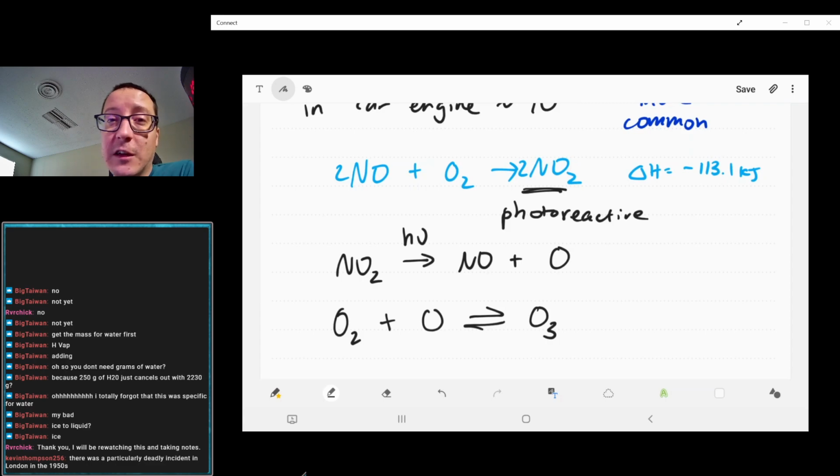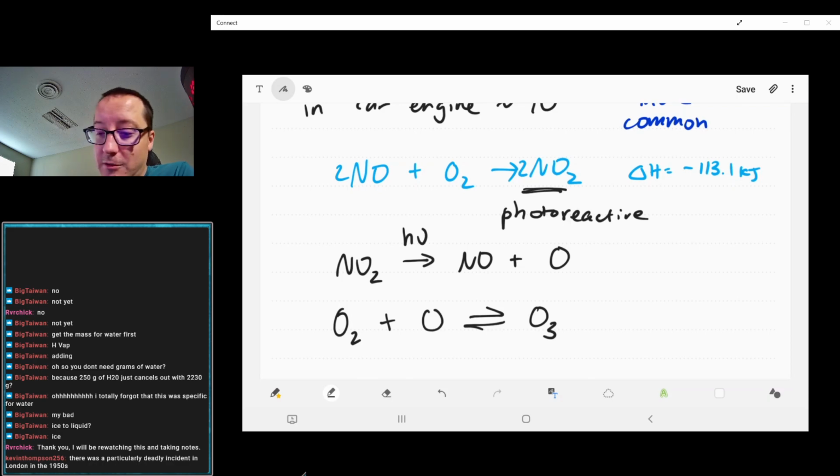Ozone is extremely toxic. Very, very potent oxidizing agent. It's pretty unstable, so it will react with a lot of different things. If you breathe it, it is a very bad thing to breathe. You do not want it. We want it in the stratosphere. We do not want it in the troposphere. We do not want to be breathing in ozone.